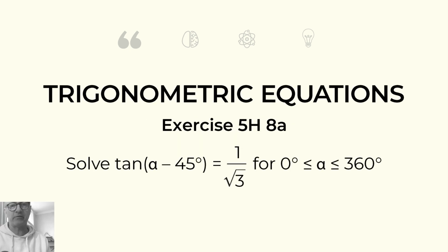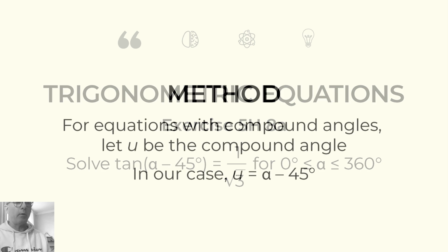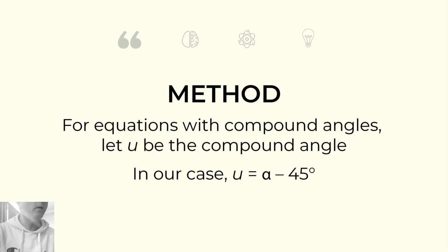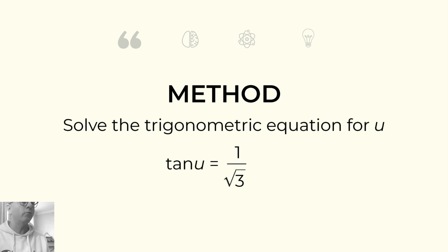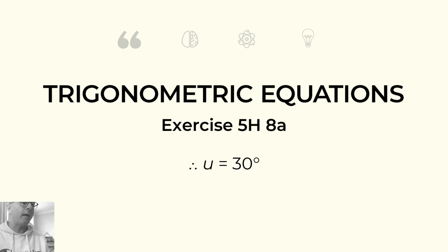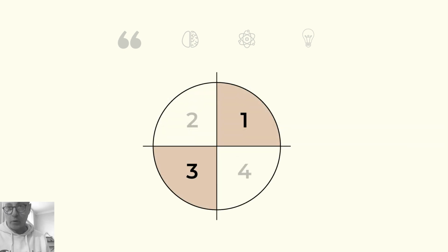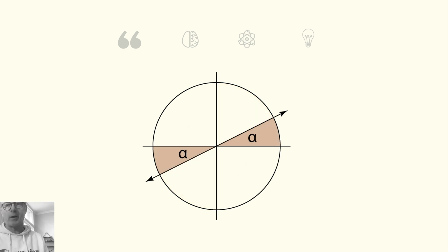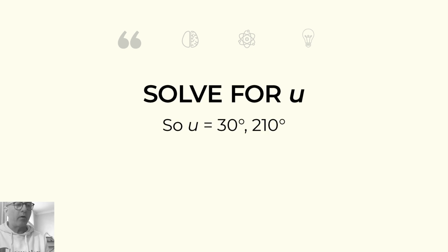Tan of alpha minus 45 degrees is 1 over root 3, and the solution is going to be between 0 and 360 degrees. Again, we make the substitution. Let u equal alpha minus 45 degrees. And so we're now solving for tan of u equals 1 over root 3. 1 over root 3 is the tan of 30 degrees. And because the tan is positive, we're going to be in the first quadrant or the third quadrant. And because tan of theta is the same thing as tan of 180 plus theta, our solutions are 30 degrees and 210 degrees.